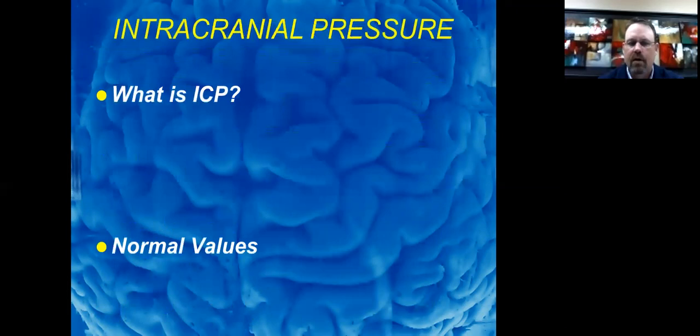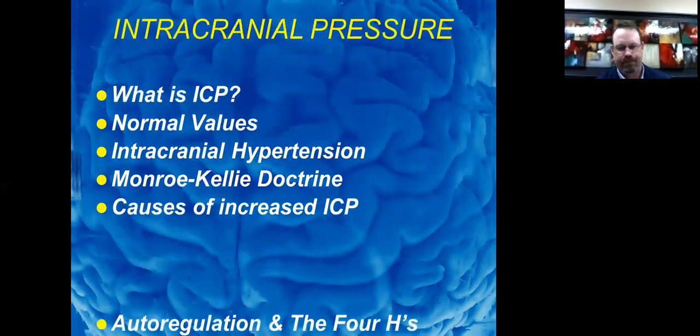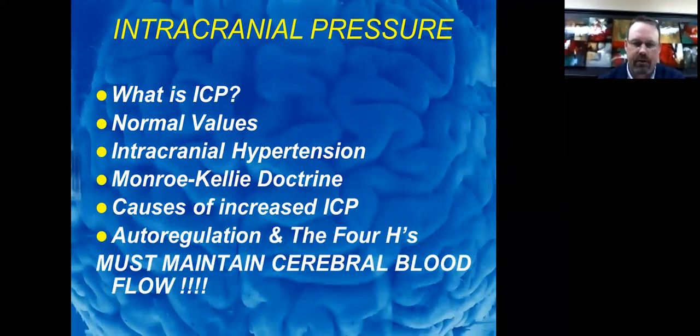Let's talk a little bit about ICP. All right, so what is ICP? It's intracranial pressure, or intracerebral pressure. The normal is between 0 and 10, right? Bad would be greater than 20, and greater than 40 is really, really bad. When the volume of any of the three cranial components, meaning brain tissue, blood, or CSF, increases, the volume of one or both of the others must decrease, or intracranial pressure will rise.